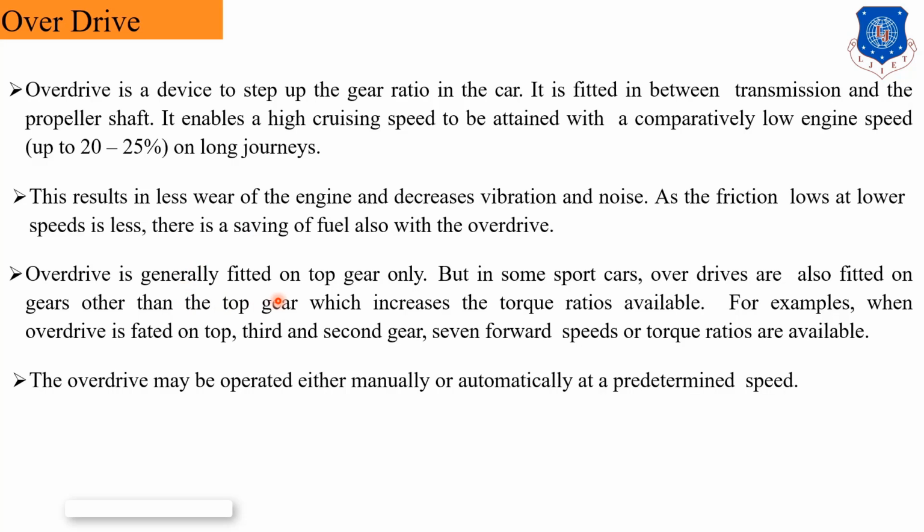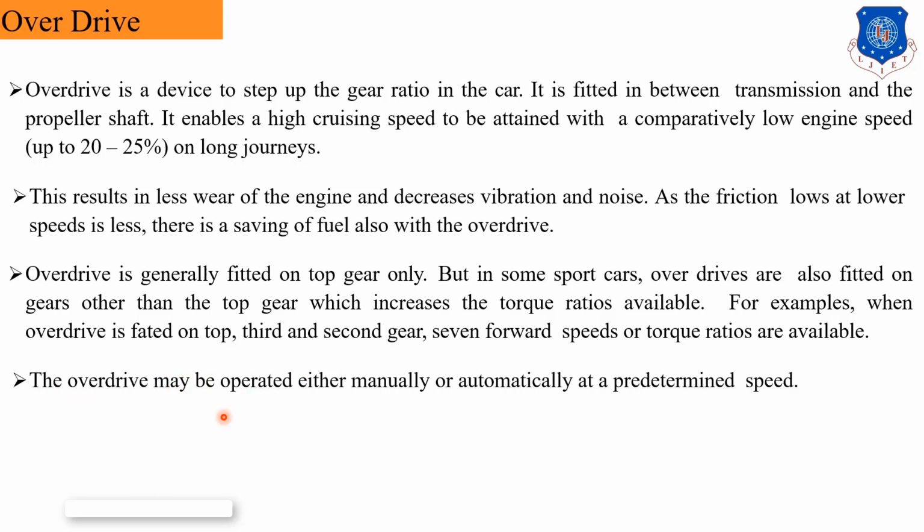Overdrive is generally fitted on the top gear, like the 5th gear and 6th gear is our overdrive gear. But in some sports cars, overdrive is also fitted on the gears within the top gears, which increases the torque ratios available. For example, when overdrive is fitted on top, the 3rd and 2nd gear, 7 forward speeds or torque ratios are available. These are the overdrives which are mainly used in sports vehicles.